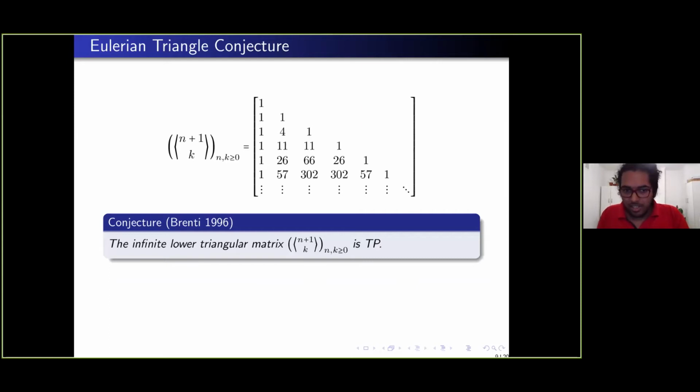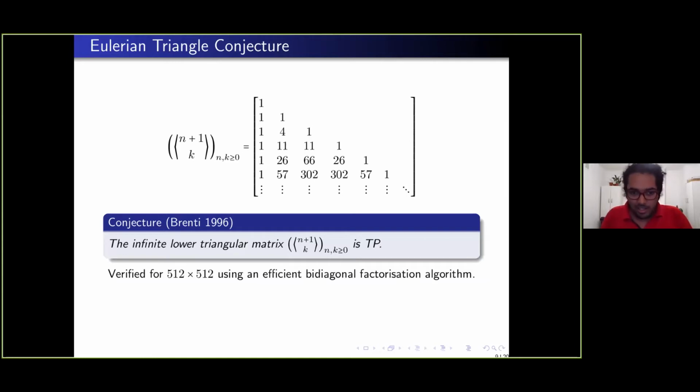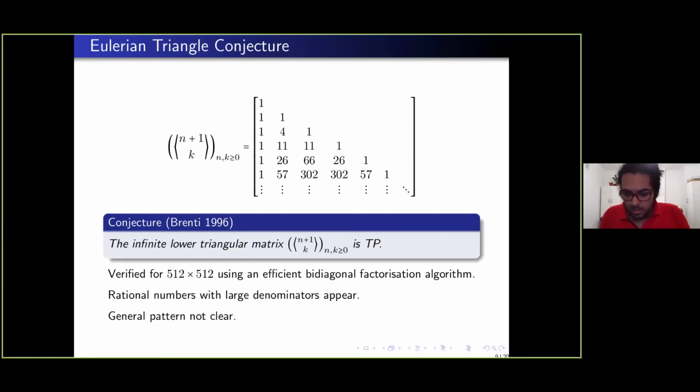And Brenti in 96, which is like 25 years back, conjectured that the infinite lower triangular matrix, which is the Eulerian triangle, is totally positive. And we have verified it for the upper left 512 cross 512 submatrix using an efficient algorithm which produces bidiagonal factors. However, the bidiagonal factors which are produced have rational numbers with large denominators, and a general pattern is not clear. So it's not easy to guess how one would prove it for the infinite matrix by looking at bidiagonal factors of the finite cases.